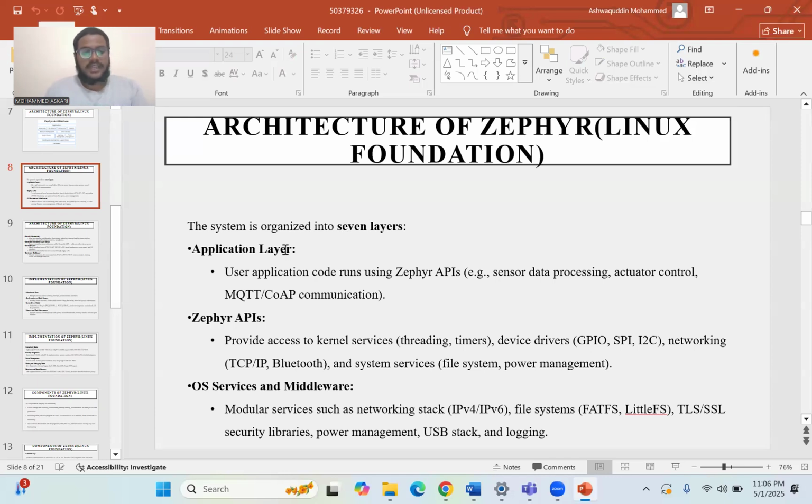The first one would be the application layer. User application code runs using the Zephyr application programming interface, for example, sensor data processing, actuator control, MQTT communication. Zephyr APIs provide access to kernel services, drivers, networking, and system services. OS services and middleware include modular services such as networking stack, file systems, security libraries, power management, USB stack, and logging.